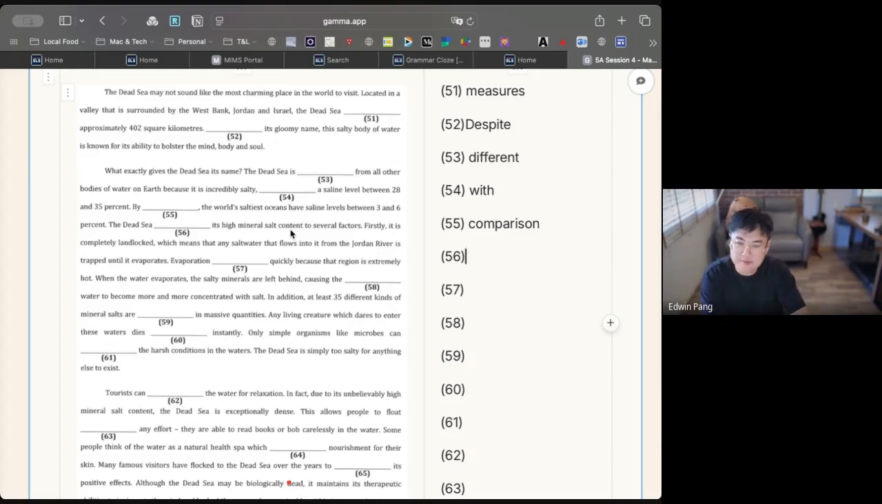Pei Wen, this one is difficult. Has? Has, no, incorrect.